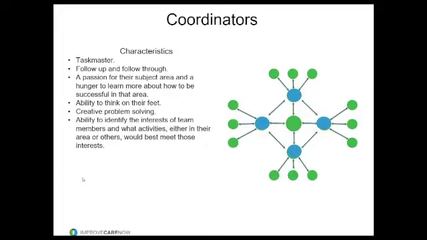So coordinators, and I'll give examples of what these roles can be. These are task masters. You could also call them project managers instead of coordinators. But there are people who are going to run specific projects that focus on maybe one subject area. They have a passion for that area. They're able to think on their feet and solve problems and to identify the interests of different team members. You see 4 of them here in this example.